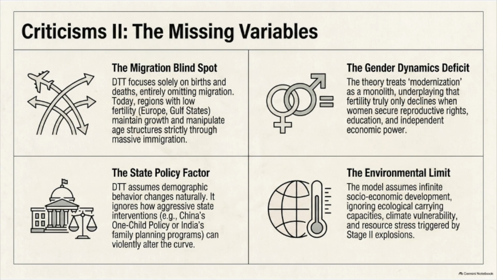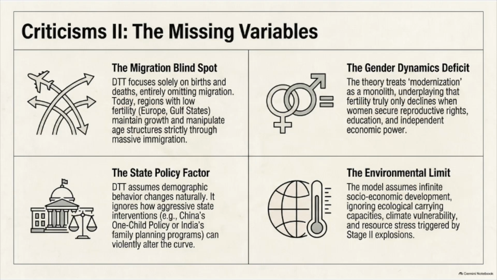The second criticism concerns missing variables. There is a migration blind spot since the theory focuses solely on births and deaths, entirely omitting migration. While today, regions with low fertility like Europe and the Gulf states maintain growth and manipulate age structures strictly through massive immigration. There is a gender dynamics deficit, since the theory treats modernization as a monolith, underplaying that fertility truly only declines when women secure reproductive rights, education, and independent economic power.